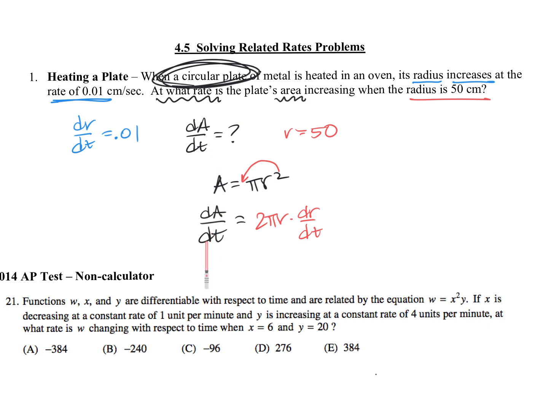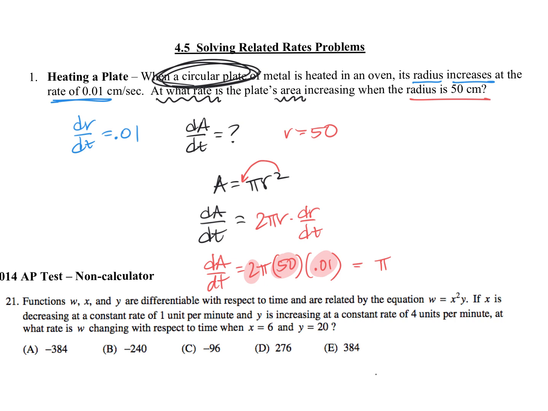Do we know what dA dt is? No, that's our unknown. So I'm just going to say, I don't know what that is. dA dt is 2 pi. Do we know what r is? 50. I'm going to plug in that 50 from right here. And then do we know what dr dt is? 0.01, and we had that from over here. And we can easily figure out that it's pi. How did you know that? Because 2 times 50 is 100. And 100 times 0.01 is 1. 100 times 100th is 1, right? Very good. So the rate of change of my cute little circle is pi.